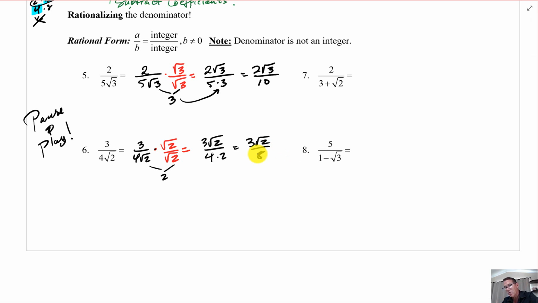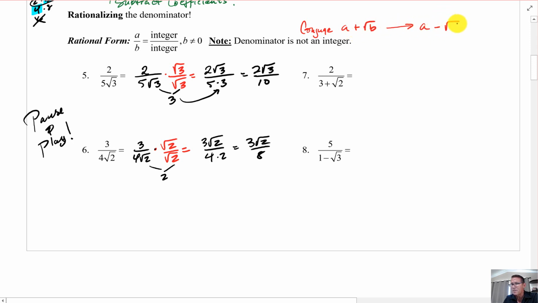Now the first two are fairly simple numbers, 5 and 6. When it comes to binomials, you use what's called the conjugate. So what am I saying? Conjugates. The conjugate of 3 plus rad 2, or let's say a plus the square root of b. The conjugate, don't put an equal sign, put an arrow. The conjugate of this is the difference. So the conjugate of a sum is a difference: a minus root b. So the conjugate of 3 plus root 2 would be 3 minus root 2.